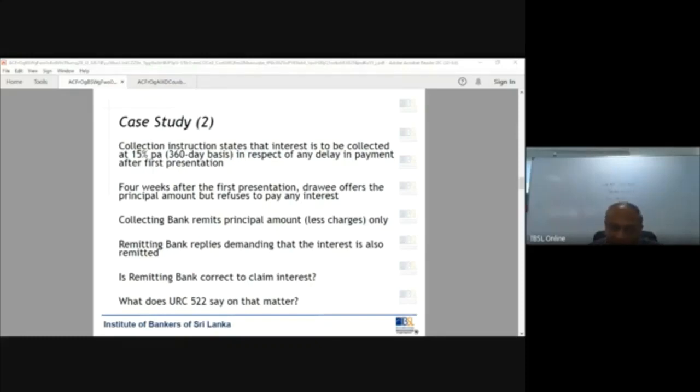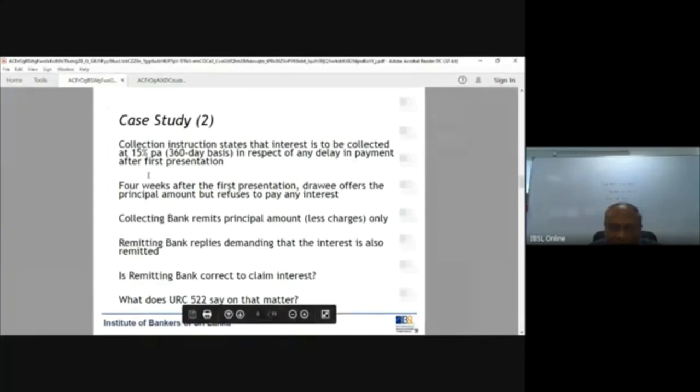You have to start the answer with Article 20A. What does Article 20A say? The remitting bank can request you to collect interest, right? If the drawee has not paid, then we don't have any responsibility. We have the right to release the documents to them without collecting the charges. This is what had happened.